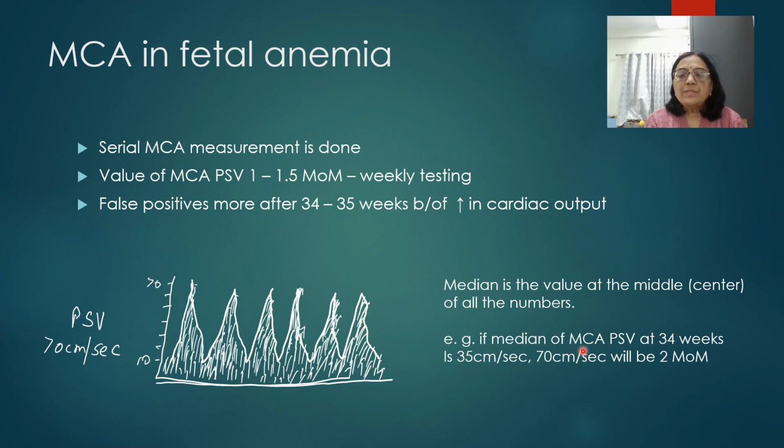Now, the median of MCA PSV normally at 34 weeks should be 35 centimeters per second. But here, as we can see, it is 70. This peak systolic velocity is going up to 70 centimeters per second. That means this patient has 2 MOM, or 2 multiples of median, and whenever it is more than 1.5, as we have already seen, it is a feature of moderate to severe anemia. That means this baby has moderate to severe fetal anemia.